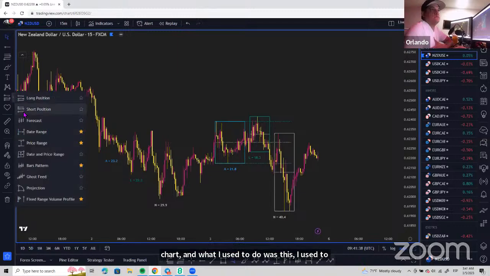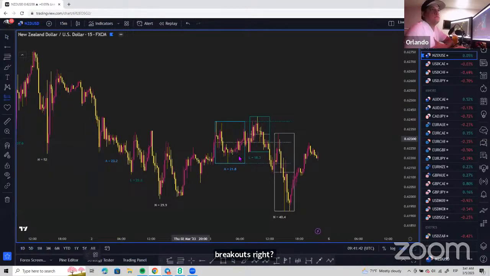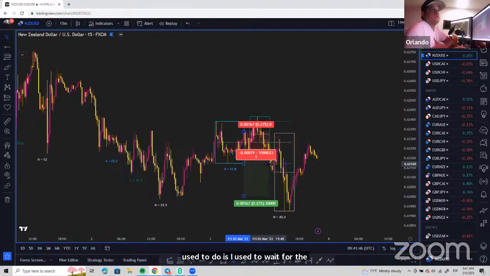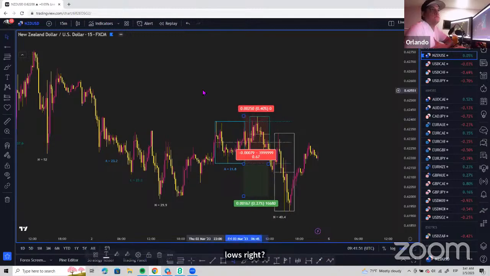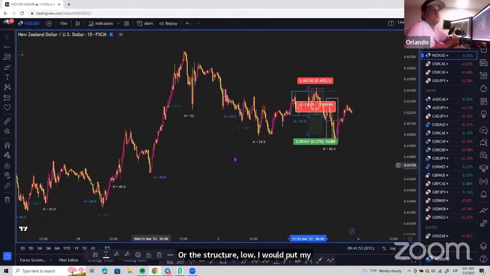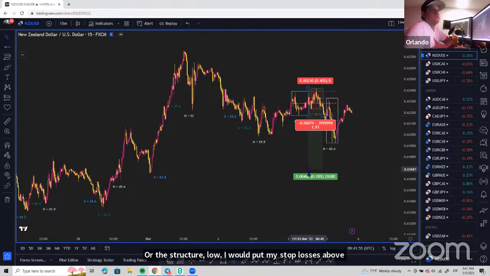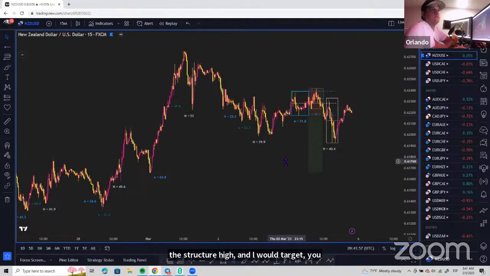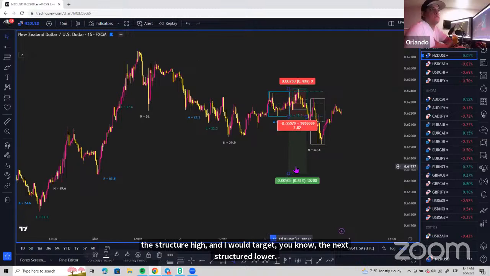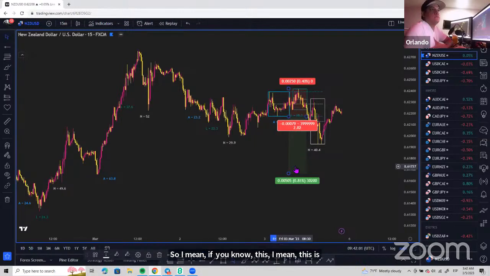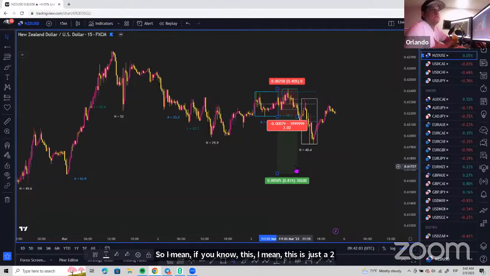I used to trade with stop orders. What I used to do is wait for the breakout of the structure low. I would put my stop losses above the structure high, and I would target the next structure low. So, if you notice, this is just a 2R, 1-to-2 risk to reward ratio trade.